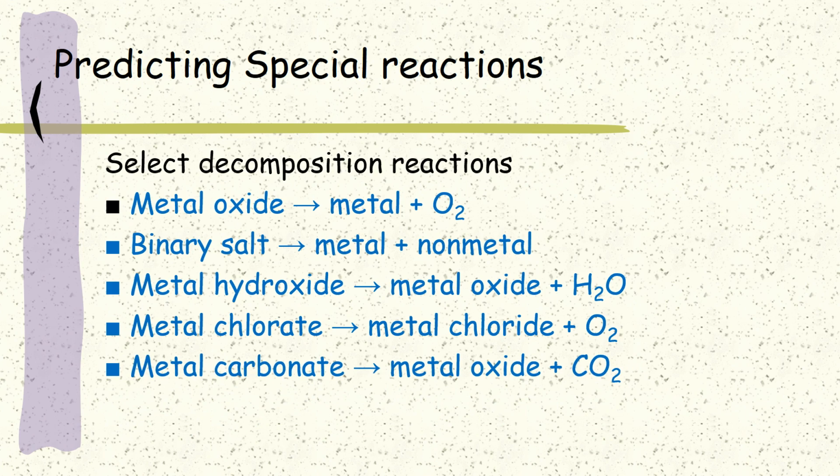And this one wasn't on our synthesis, but if I have a carbonate, remember that carbonate is CO3. A metal carbonate is going to break down into a metal oxide. So one of the oxygens stays with the metal, and the other two with the carbon go to form carbon dioxide gas.